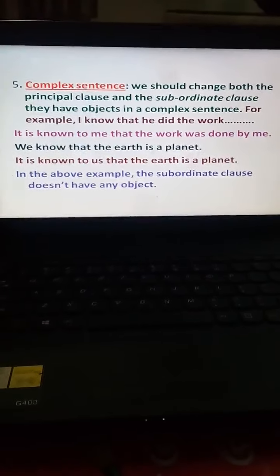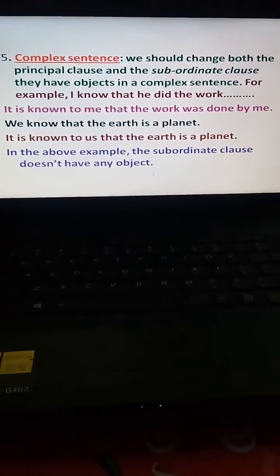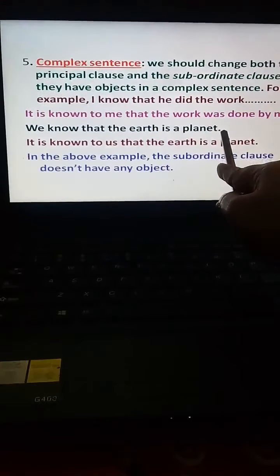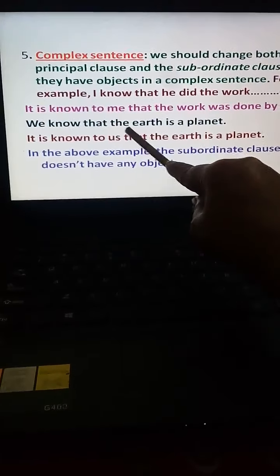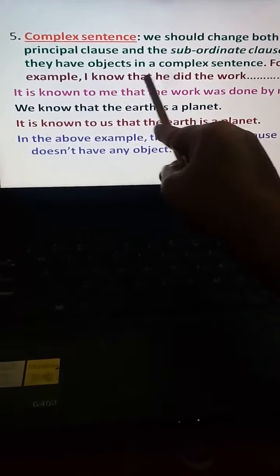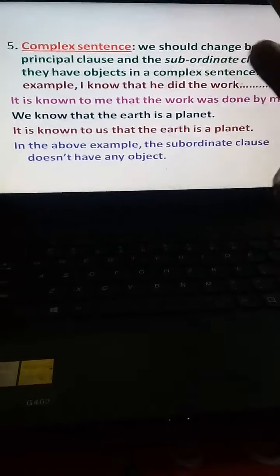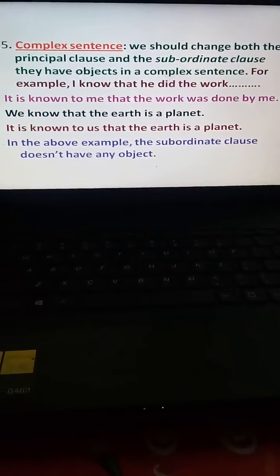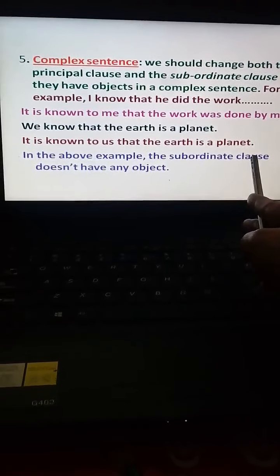But sometimes you will find a different complex sentence, like we know that the earth is a planet. This part can be changed into passive form, but this part cannot be changed because it doesn't have any object. If you make a question with what or whom, you cannot get any answer. That is why this part of the sentence cannot be changed into passive form. So we can change only this part. So it is known to us that the earth is a planet.